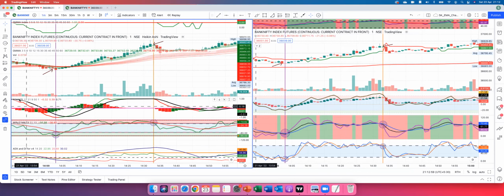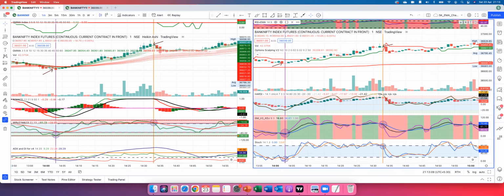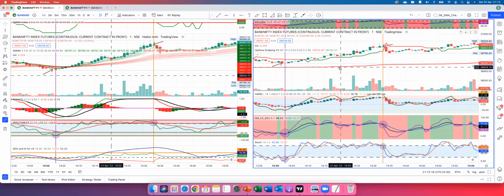Then on the bottom side, you have MACD, Willy, and ADX. This is on the left chart. On the right chart, you have RSI plus EMA at the top. And then you have the body. In the body, we are using option scalping V2 with only super trend and VWAP. So you'll see super trend and then VWAP. These are the 2 things we are using.